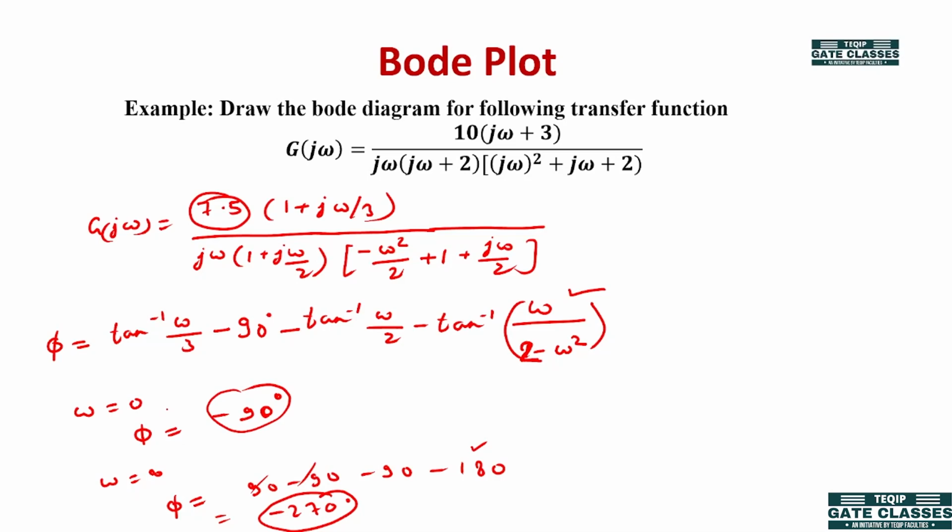0 and infinity we can put the values of omega is equal to 0.1 and calculate the value of phi, and then omega is equal to 1 and then again calculate the value of phi, and once we have identified all those points, we can draw it in the frequency phase plot. Okay, so I hope you have understood all those questions and examples of Bode plot.